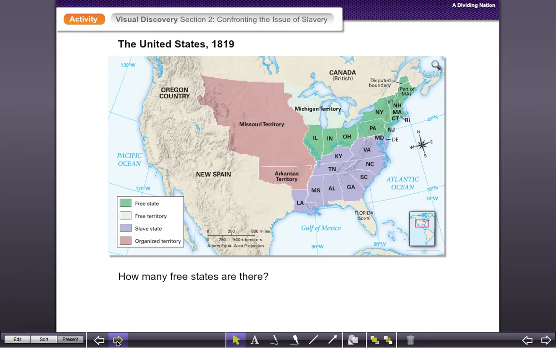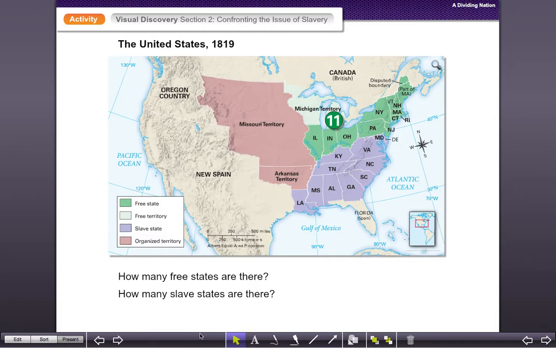So let's count. How many free states are there? 1. No, that's not a free state. Wait, free states are green. 1, 2, 3, 4, 5, 6, 7, 8, 9, 10, 11. This is green, but it says part of MA, so that's Massachusetts. So that can't be counted as a state. So now we have 11 is what I come up with. Hey, look at that, 11.